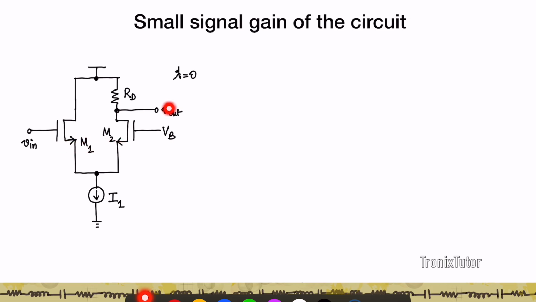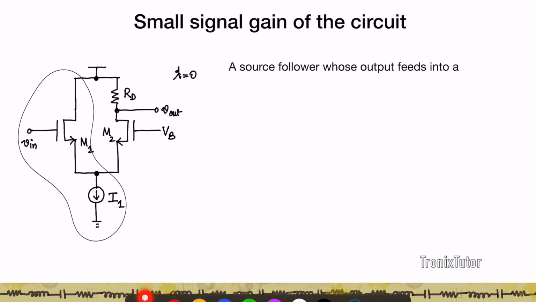So what you see here is the output of the circuit is being collected from the drain of M2, whereas the input is applied to the gate of M1, right? So therefore you cannot think of this purely as a single stage, rather I have two stages. And how do I identify the two stages? I have this one stage which is made up of M1 and I1, and this is a common drain or source follower, because here I have an input connected to the gate and I'm pulling the output at the source of M1.